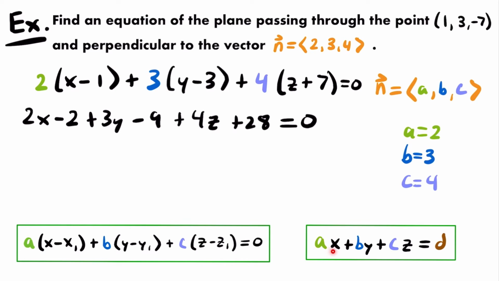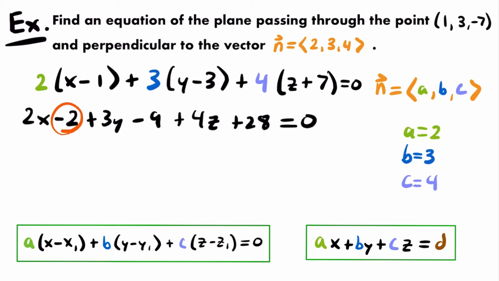We will have a times x plus b times y plus c times z, which will be equal to some constant value d, which we will get after moving those constant values over to the other side of the equation. Okay, so this right here was the standard form of the equation of a plane, and this right here is the more simplified form, which we refer to as the general form of the equation of a plane. Okay, but now let's get this equation in this form.